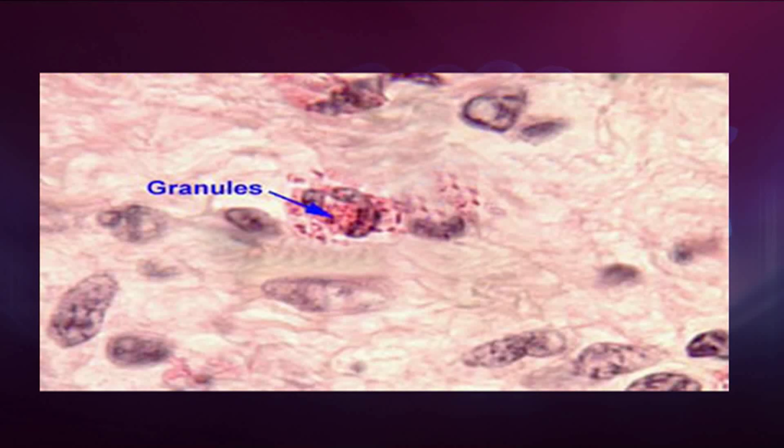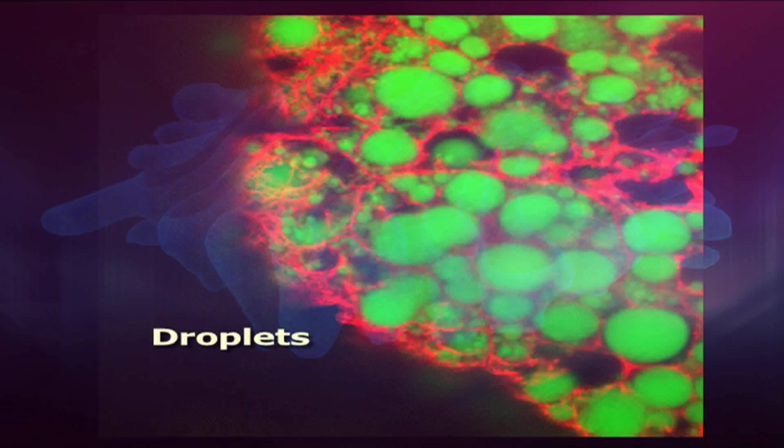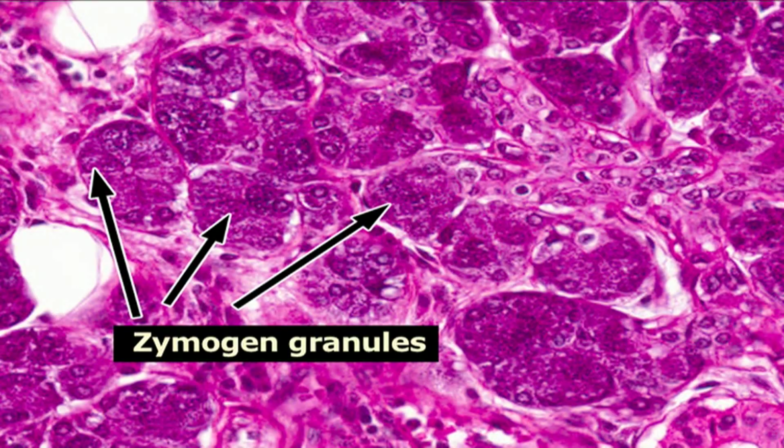These products may be dense and refractile granules, vacuoles, droplets or other substances having a definite location in the cell and have characteristic histochemical reactions. The dense secretory granules containing enzymes, generally in an inactive form, that is proenzyme, are called the zymogen granules.